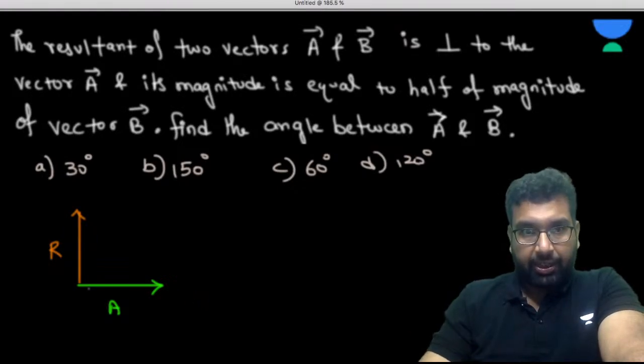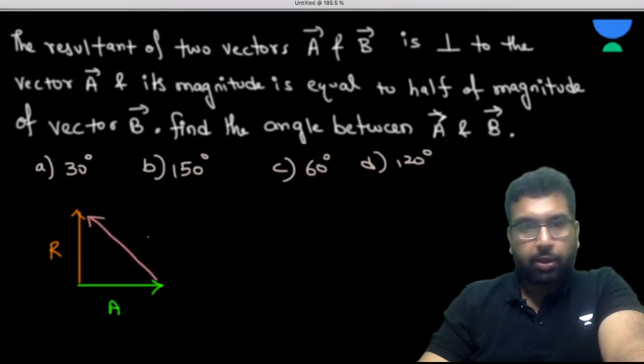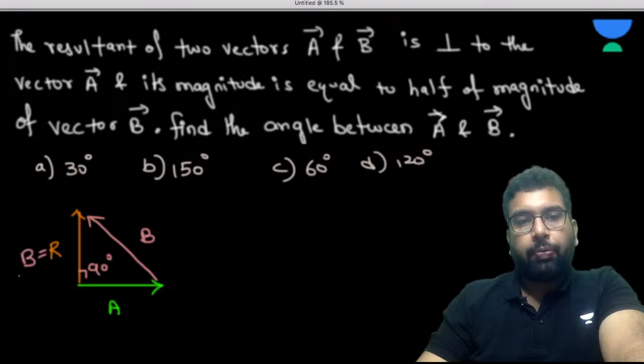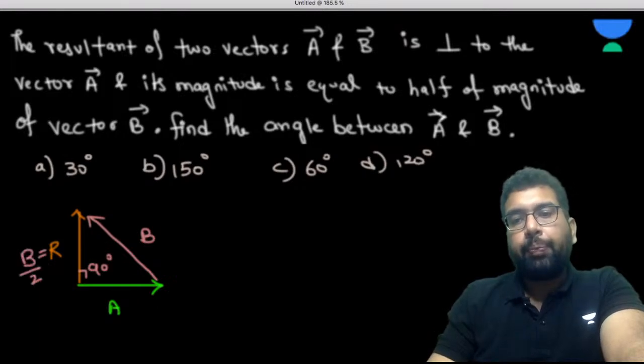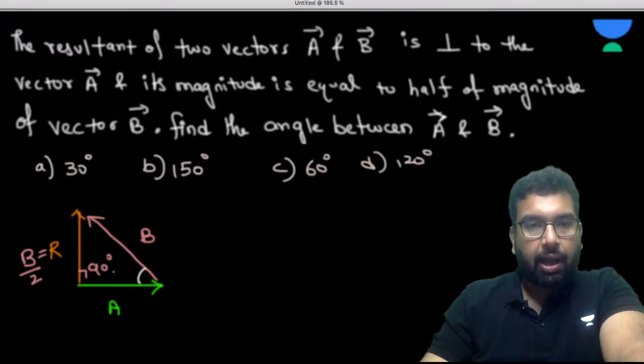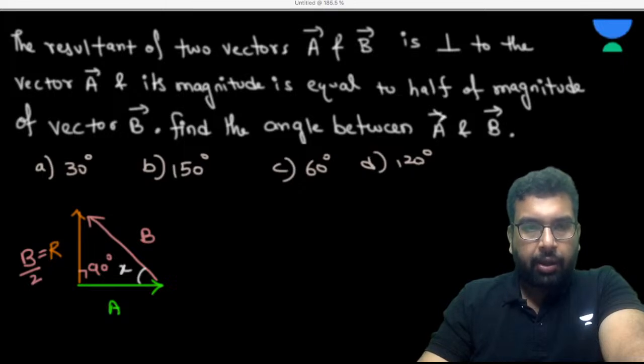Now, if this is A, this is R, this has to be B, right? This has to be vector B. And this angle is 90 degrees, and it says that the magnitude is half of the magnitude of B. So this is going to be B by 2. Now, if I consider this angle to be X, time consuming, how come it is? You again use the analytical approach. Have you not used this approach, Bella?